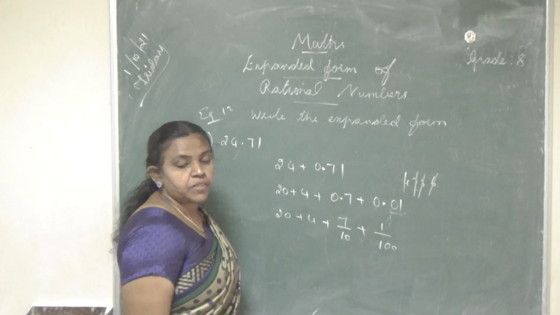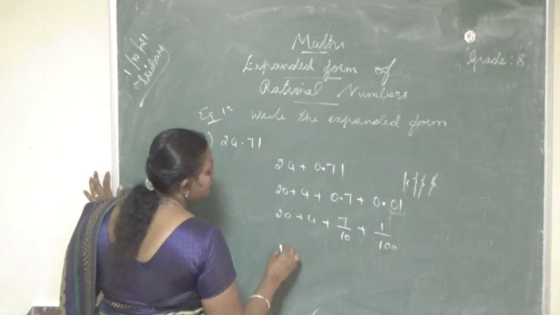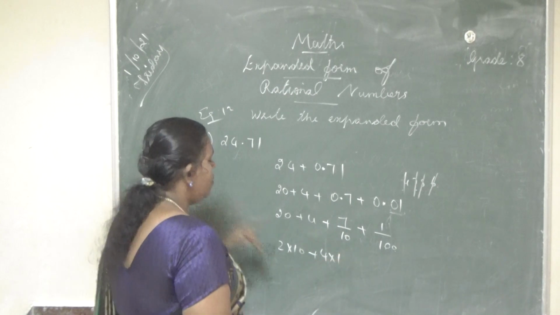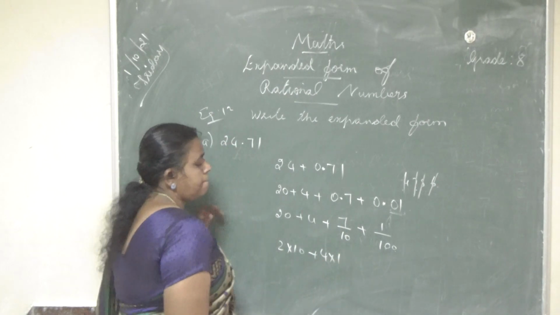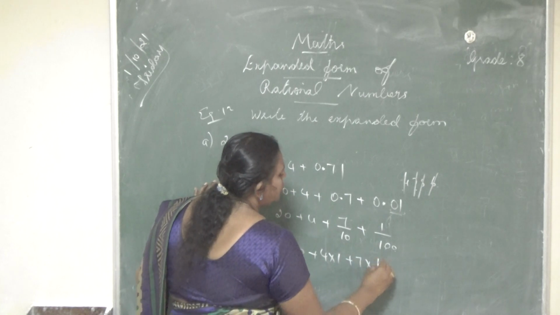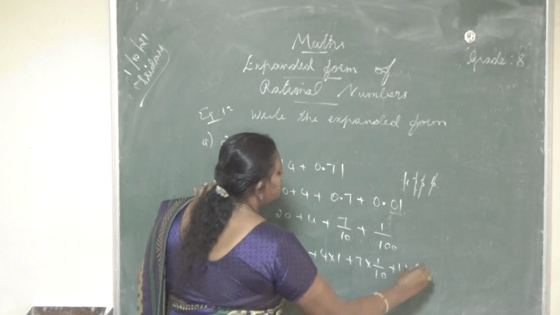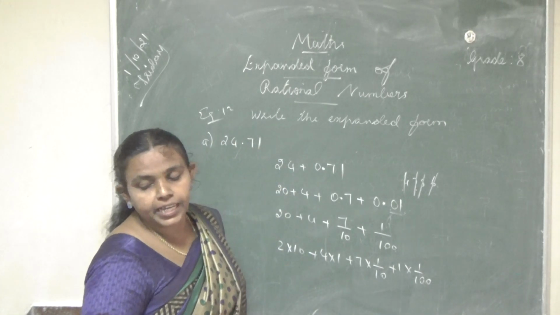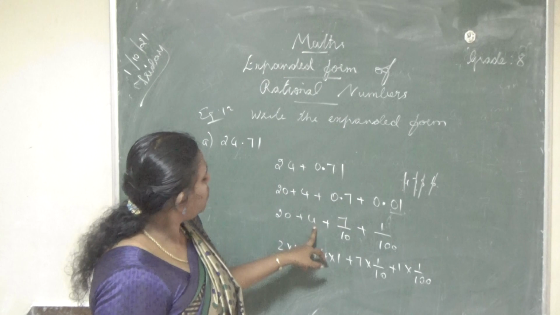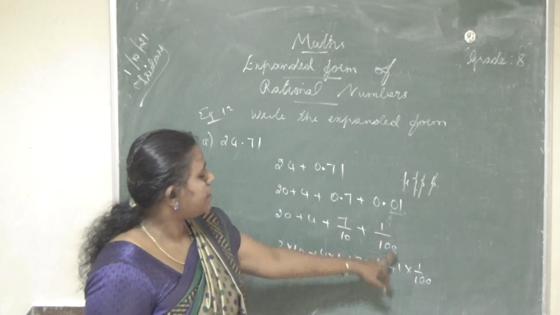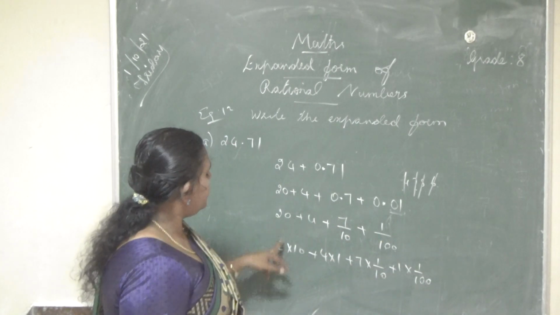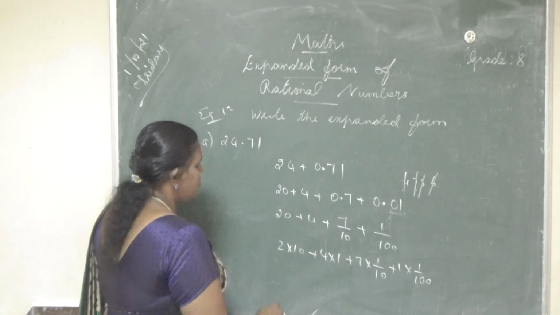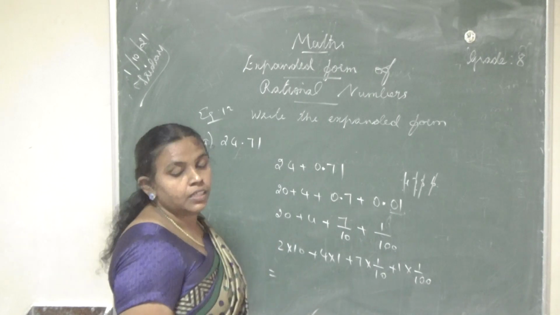Okay. Next 20, how will you write 20? 2 into 10 plus 4 into 1. See? 1's place, 10's place. Plus 7 into 1 by 10 plus 1 into 1 by 100. Can I write like this? 2 into 10 plus 4 into 1 plus 7 into 1 by 10 plus 1 into 1 by 100. 20 means 2 into 10. 4 means 4 into 1. So what is the next step?